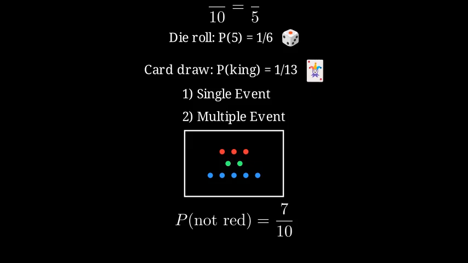Here's a multiple choice style example. A box has 3 red marbles, 2 green marbles, and 5 blue marbles. What is the probability of not picking a red marble? Total is 10. Not red is 2 green plus 5 blue, so 7. Probability is 7 over 10. The word not is key. It means you count everything except the unfavorable outcome.